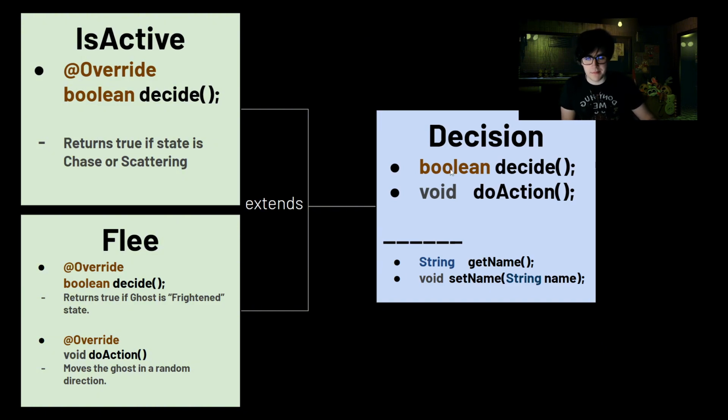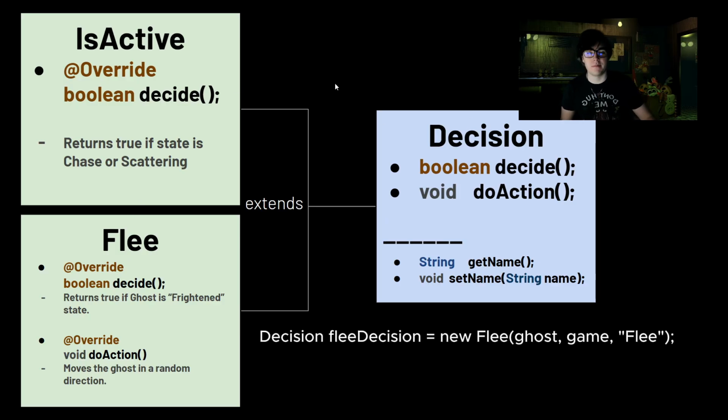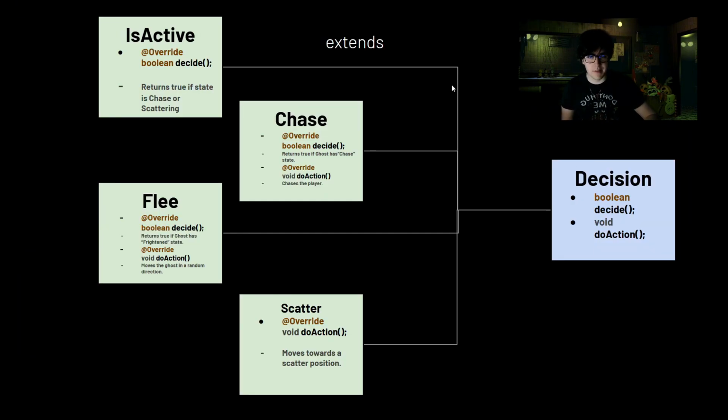Okay, so as we know, we're extending the decision class with these two subclasses, children of decision. And just so we clarify here, since we've learned about polymorphism now, I'll just mention this. If we make an instance of flee, since it is a decision, it could be stored in decision variables, right? That is polymorphism. The fact that we could store an object of type flee in a variable of type decision, that is polymorphism. We can do the same thing with is active and everything else we see here.